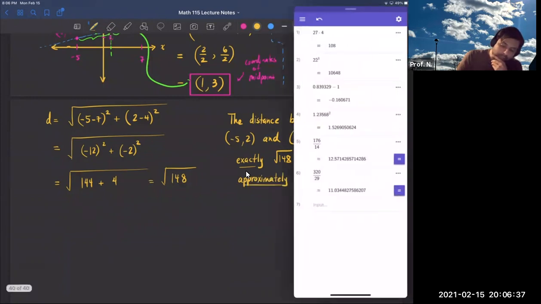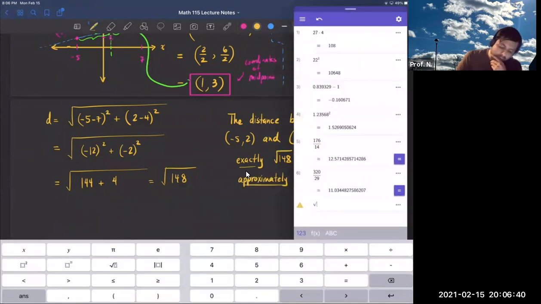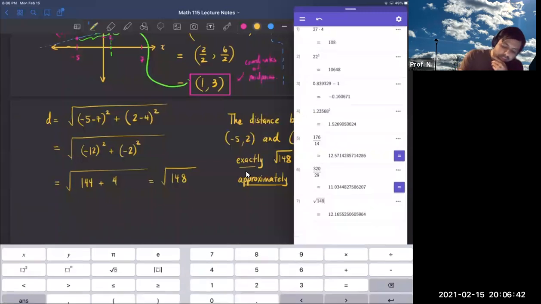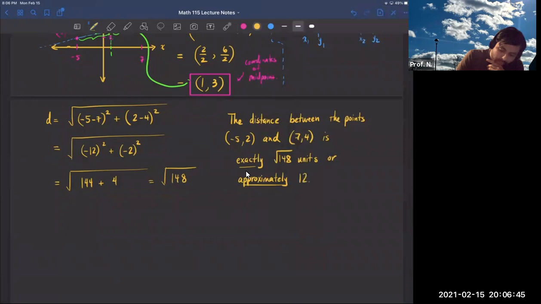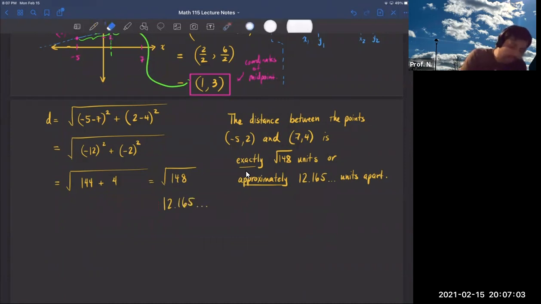So approximately, if I take the square root of 148, it's 12.165. It's approximately 12.165 units apart. So when you put this in your calculator, you get 12.165. And these squiggly equal signs mean approximately. So when I write it like this, it is approximately. And of course, an equal sign means exactly equal to.